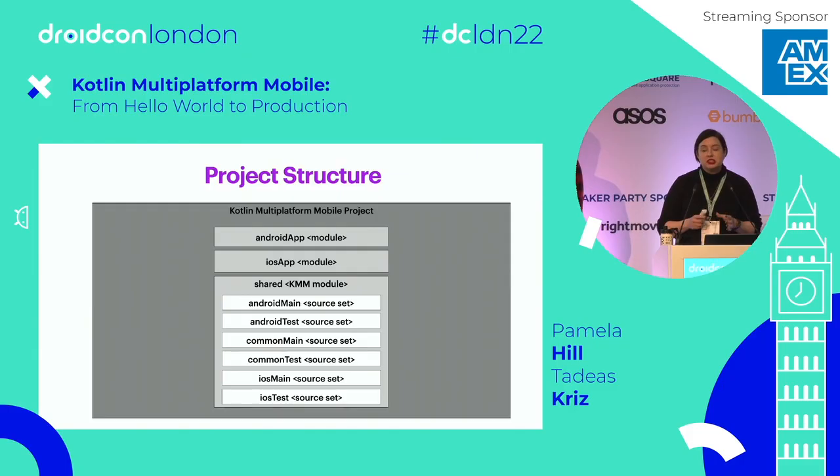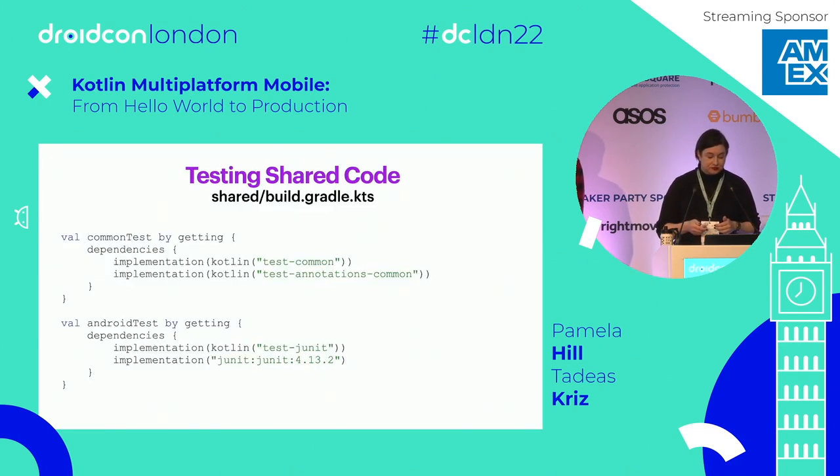So before we start diving in, it's a really good idea to look at the project structure first. Each source set in the shared module has a corresponding test source set that it matches. So Android main has Android test, common main has common test, and iOS main has iOS test.